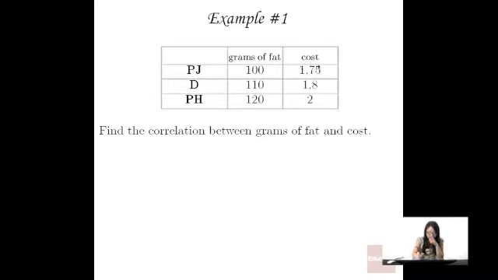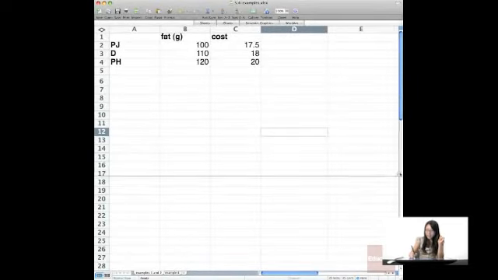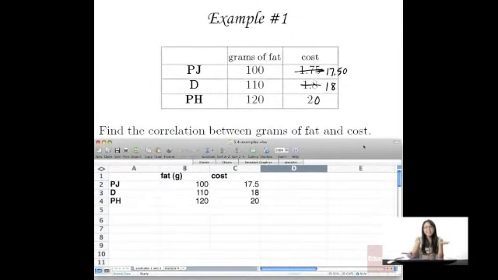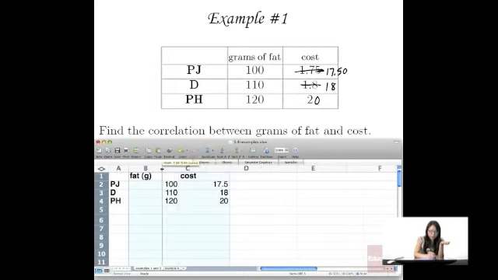And I think these are for whole pizzas, and so let's make this $17.50, let's make this $18 and $20, because it's really cheap to have a $1.75 pizza. And it would be ridiculous to have 100 grams of fat in one slice of pizza. So, all right, if you look at the examples provided in the download below, we could use this data in order to find a correlation coefficient.